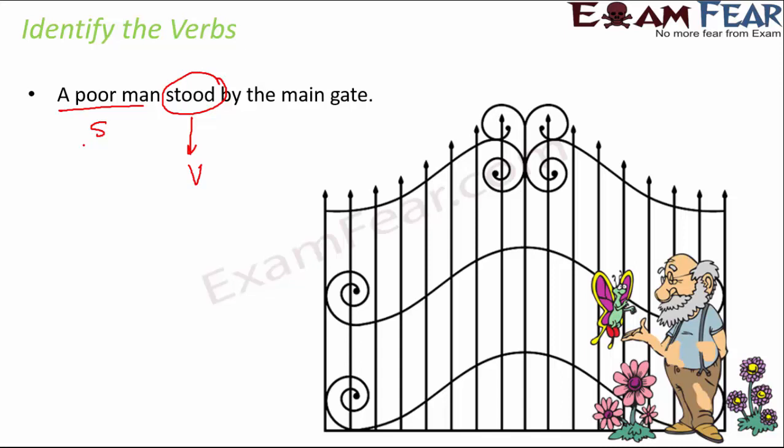So how do we ask the question? We always ask what or whom after the verb. So we have to ask stood what? Do you get an answer? No. Stood whom? Do you get an answer again? No. So that means we do not have an object here. So it is intransitive verb. So please understand this difference. Sometimes you may say that okay, if I ask a question like this, stood by what? Then the answer is the main gate. But you have to ask a question by just putting what or whom after the verb.